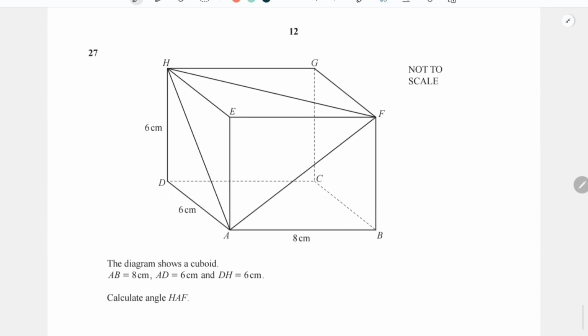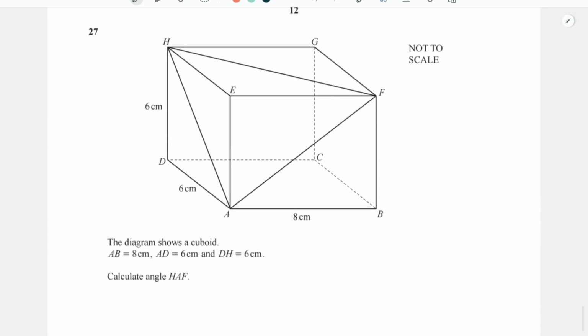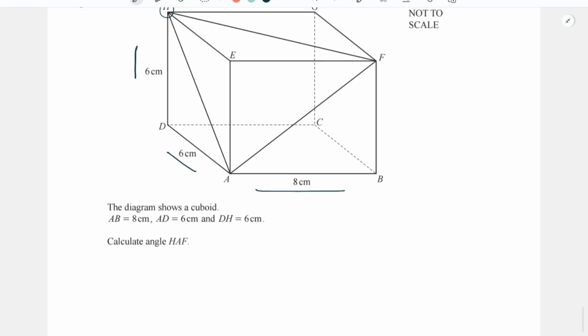Now we have the last question of this paper, that is question 27. In this question you see one cuboid, right? The diagram shows a cuboid. We have AB, that is 8 centimeter, AD we have 6 centimeter, and DH we have 6 centimeter, right? Now we calculate the angle HAF. So where is H? This one, HAF. We calculate this angle. First we calculate the side lengths.